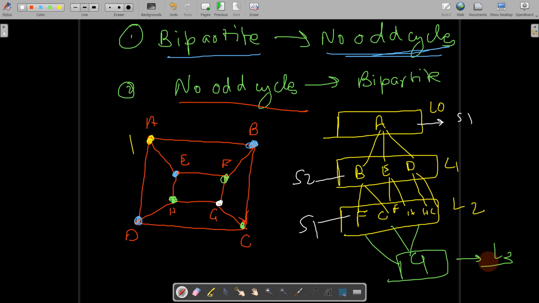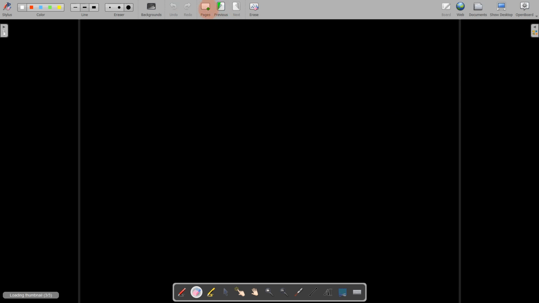Now level 2 and level 3, they have direct edges. So we cannot put them in set 1. So we can put it in set 2. I know that the white one and the level 1, the blue ones, they don't have any adjacent vertices, right? So we will move on to the next page.